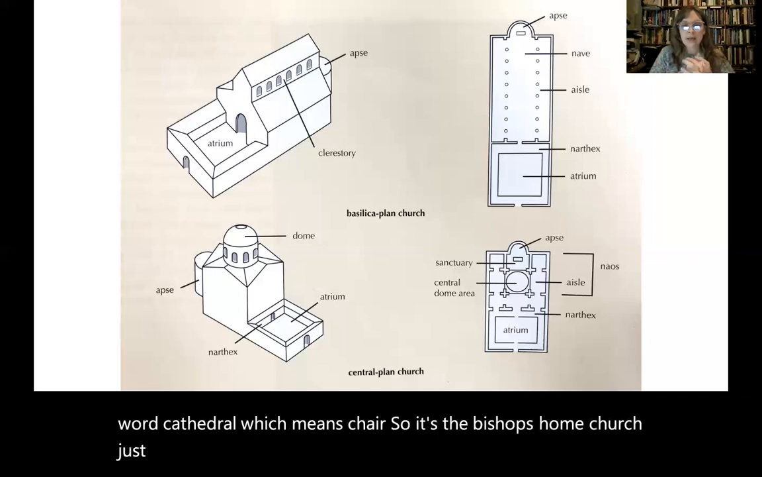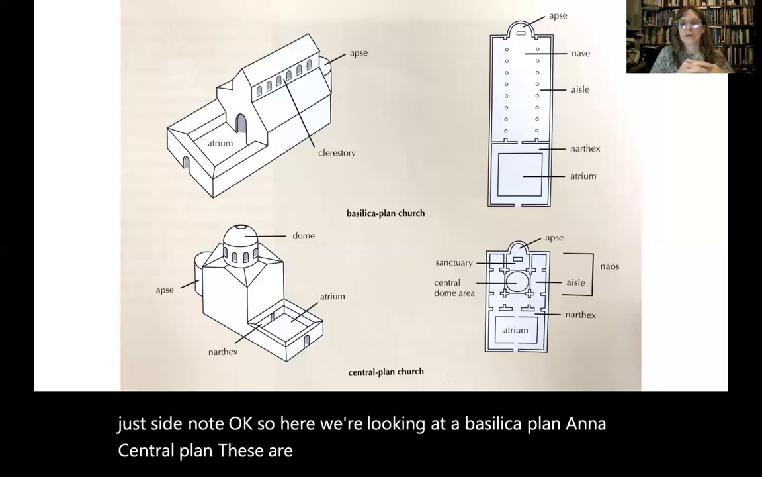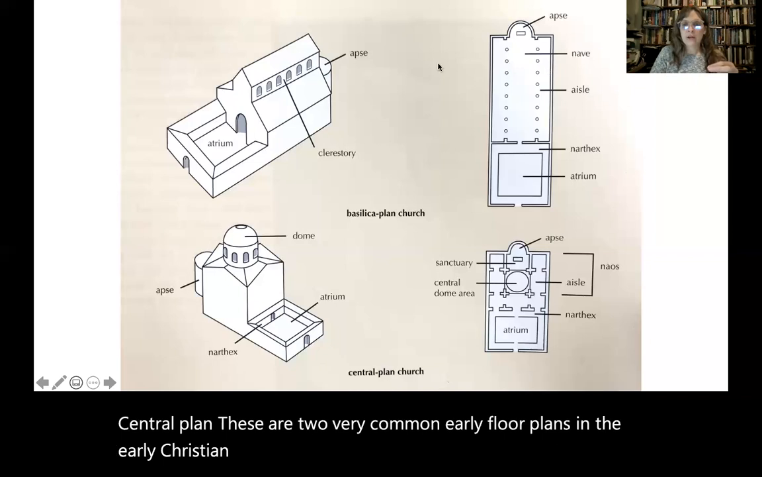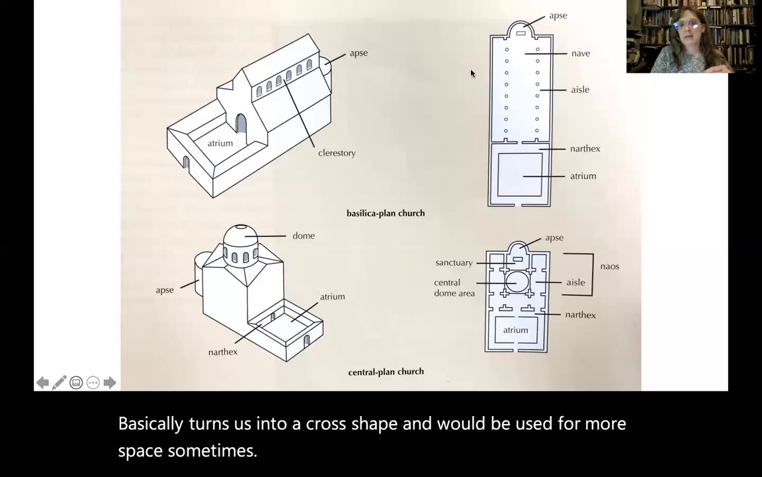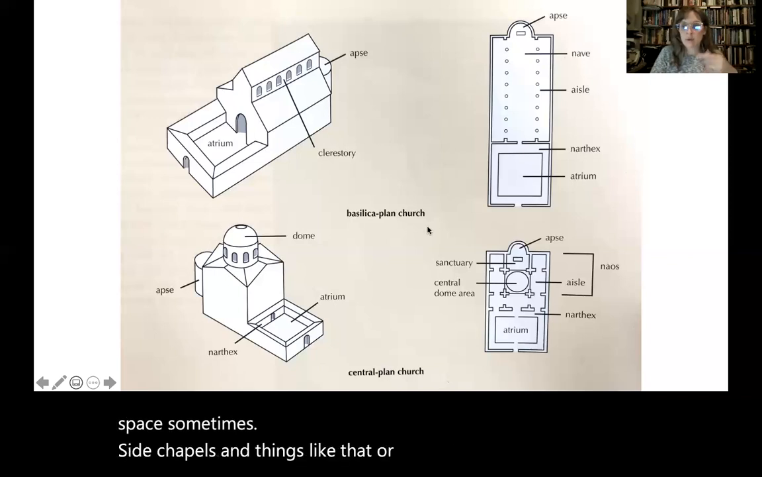Okay, so here we're looking at a basilica plan and a central plan. These are two very common early floor plans in the early Christian church. Later, a transept will be added. That basically turns this into a cross shape and would be used for more space, sometimes side chapels and things like that, or additional space for the choir.